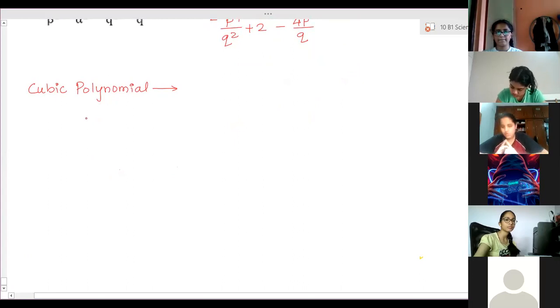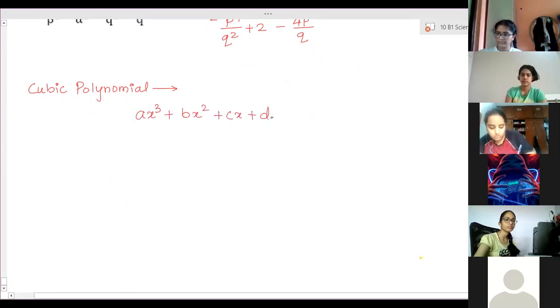So cubic polynomial, not much difficult, but there are some more lengthy questions. 2-3 questions are lengthier, which are actually a part of the AP chapter also. In a quadratic polynomial, the maximum degree is 2. A cubic polynomial has degree 3. The general form is ax cube plus bx square plus cx plus d. It has 3 zeros: alpha, beta, and gamma. Alpha and beta you know; the third zero is gamma.